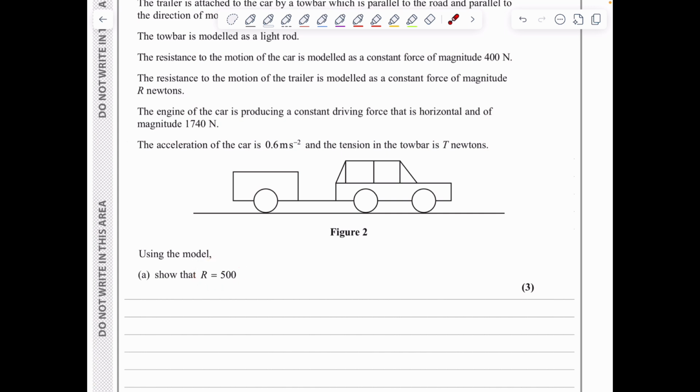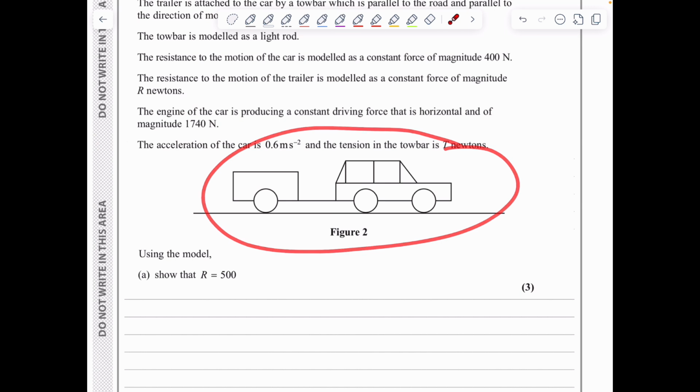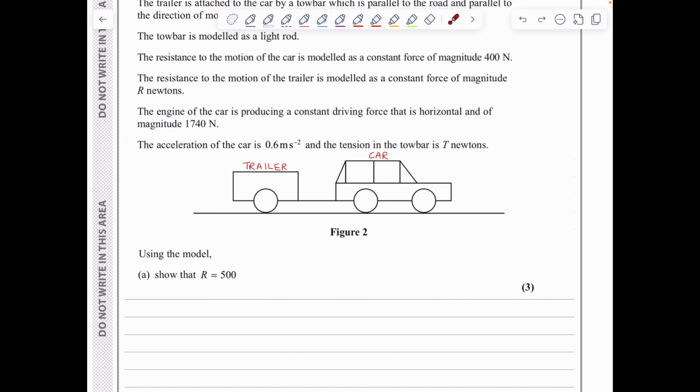As always, I will start by adding all the forces acting on the diagram here. So we've got the car and the trailer. We've got the driving force of 1740 newtons acting on the car, pointing along the direction of motion. And then we've got the resistance to motion, we've got the 400 newtons resisting motion of the car and the R newtons for the trailer. Now we also have the tension in the tow bar, so the trailer is feeling the tension acting to the right, while the car is feeling exactly the same thing but in the opposite direction. And we know that overall we're accelerating to the right with an acceleration of 0.6 meters per square second.